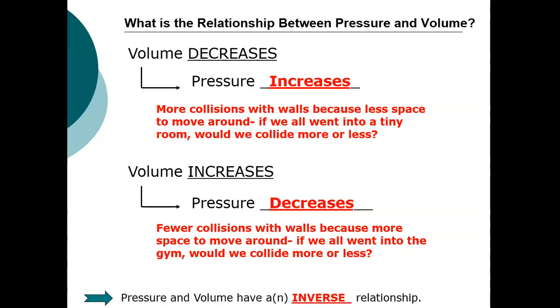So pressure and volume have an inverse relationship. Now, when you sketch a graph of an inverse relationship, be very careful. It looks like this. This is really y equals 1 over x, not y equals negative x. So it's inverse rather than indirect, okay?